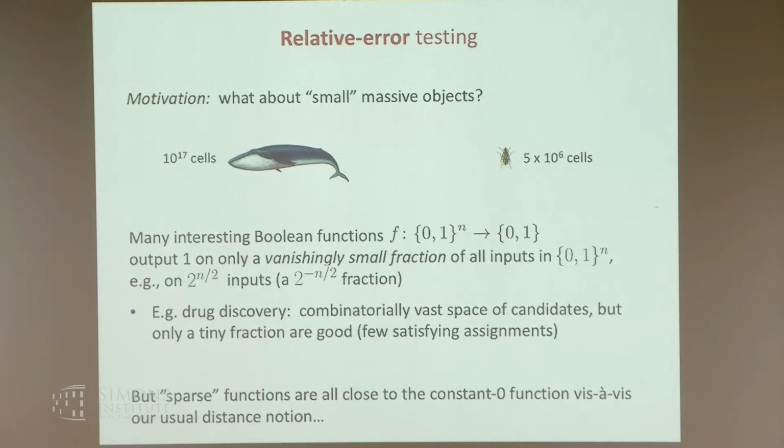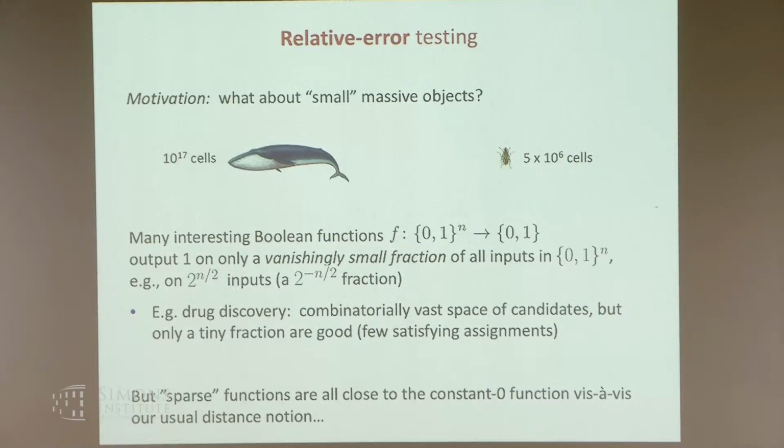To be a little bit more quantitative, there are a lot of interesting Boolean functions which only have a very small fraction of all inputs being satisfying assignments. Think of a Boolean function with 2^(n/2) satisfying assignments. The fraction of assignments that are satisfying is 1 over 2^(n/2), so that's really tiny. But 2^(n/2) is also a large number of satisfying assignments, right? It still is a massive object.